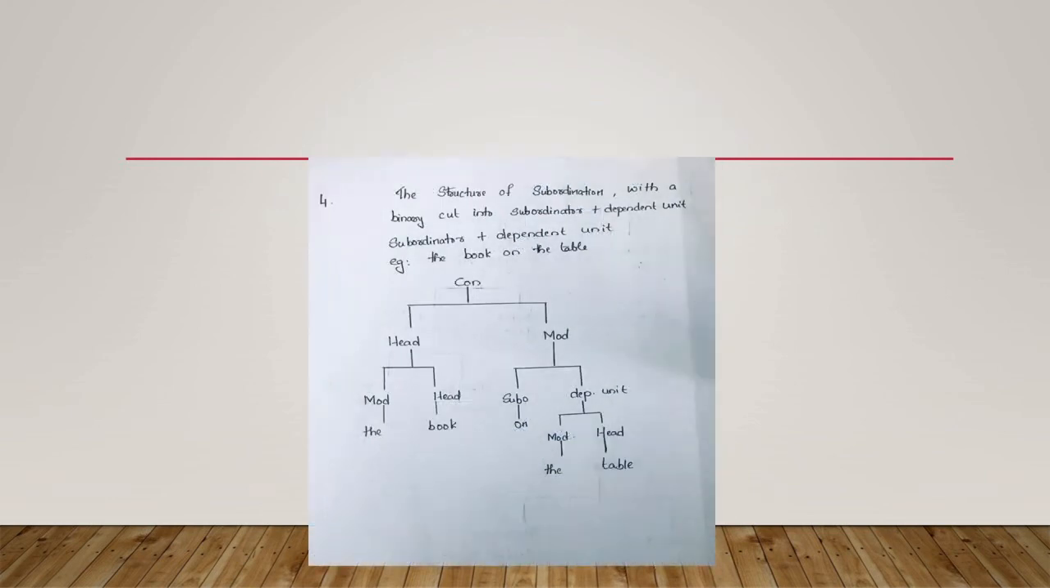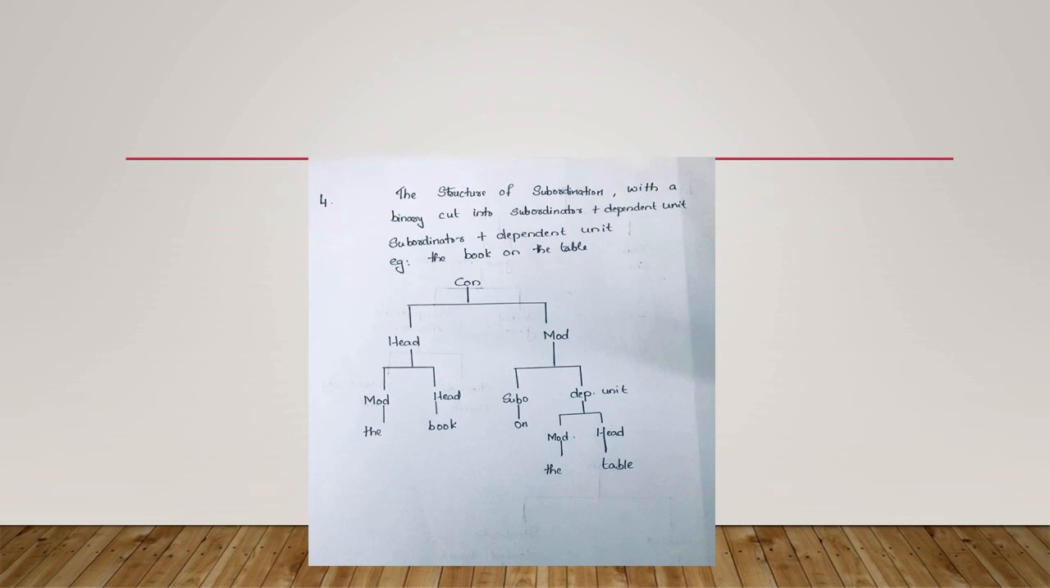Next, we pass on to the structure of subordination. The structure of subordination will again have a binary cut into a subordinator plus a dependent unit. Let us analyze this by means of an example. For example, "the book on the table". "The book on the table" is a construction. We are dividing it into the head and the modifier. The head is "the book" and the modifier is "on the table".